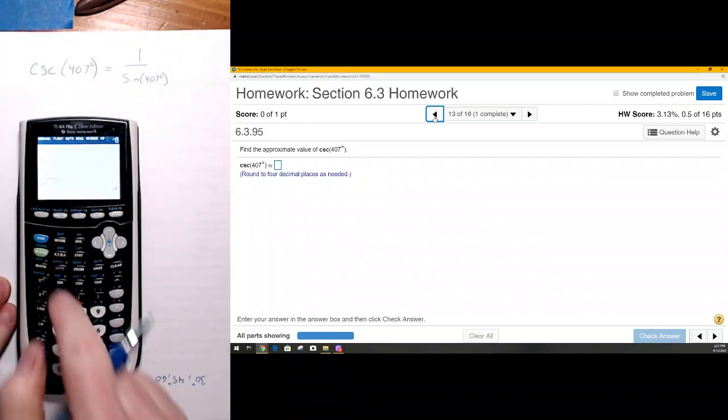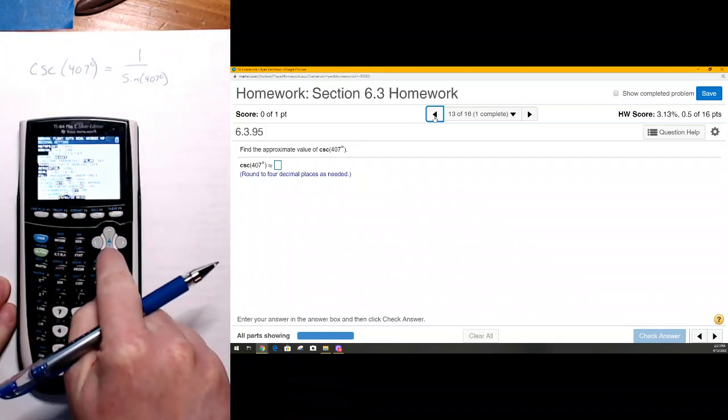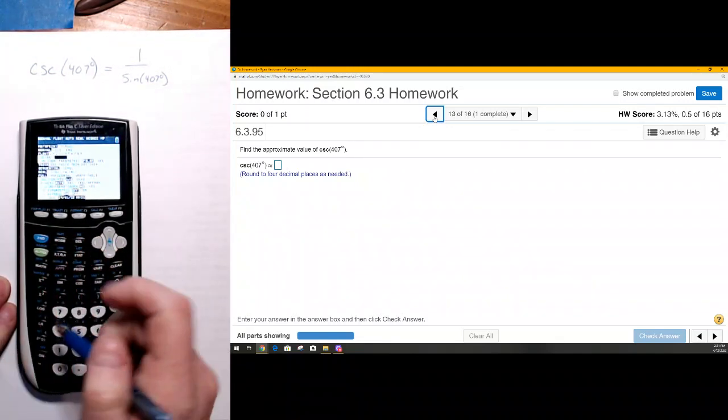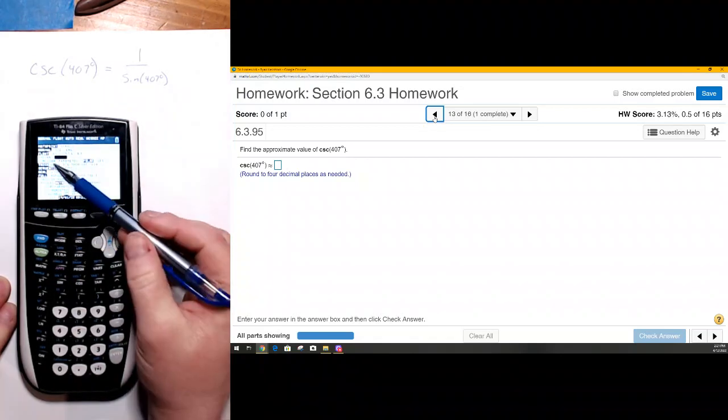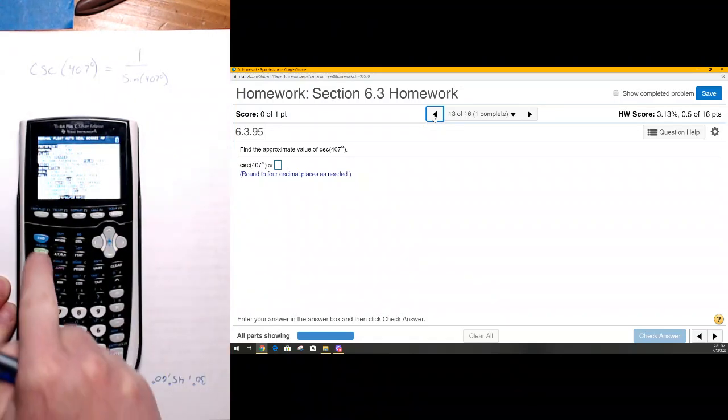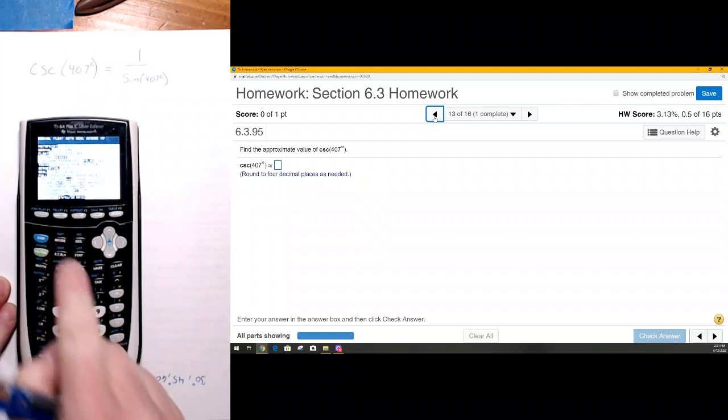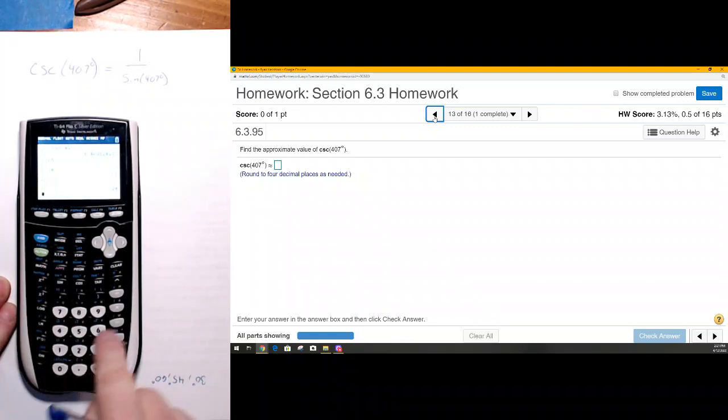I'm going to make sure that I'm in degree mode. So I'm going to go back to my mode, that's right here, and check to make sure that I'm in degrees. And I'm going to do 1 divided by sine of 407. I'm going to get 1.3673.